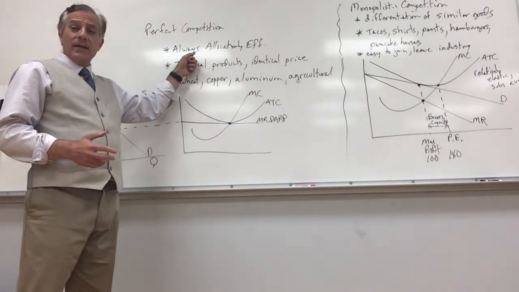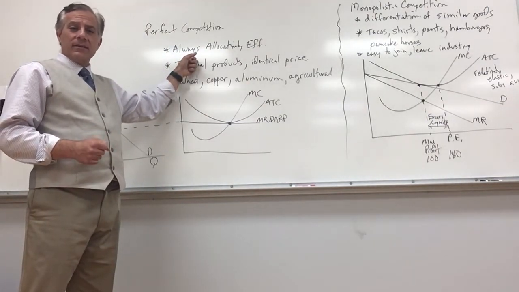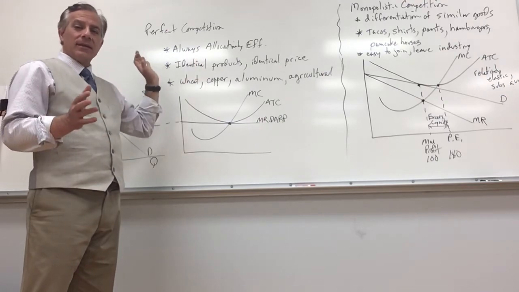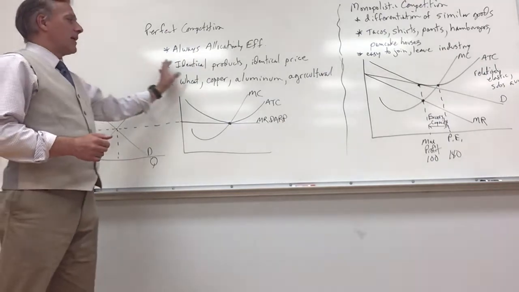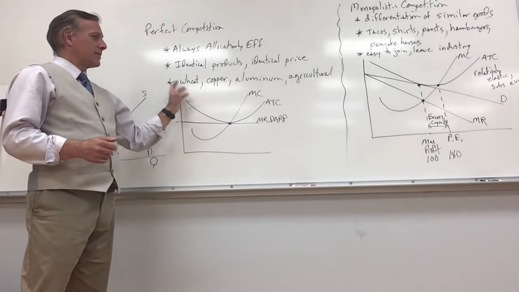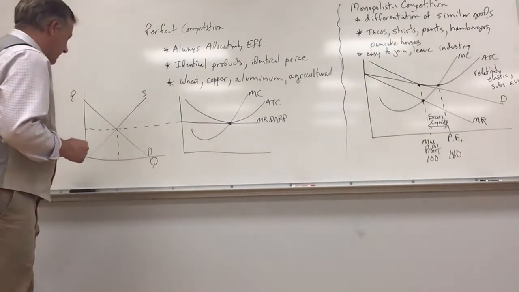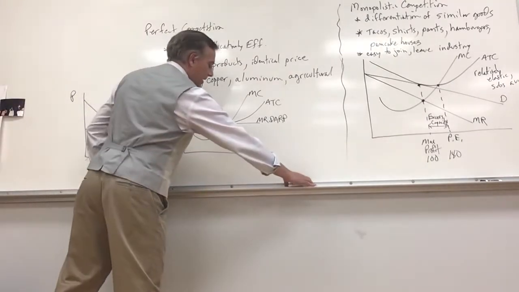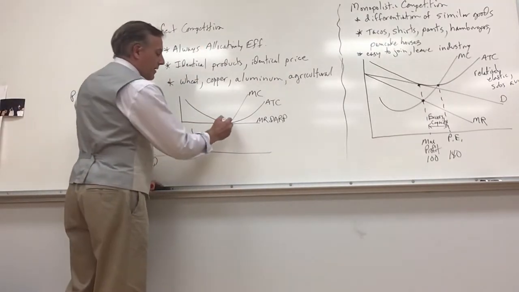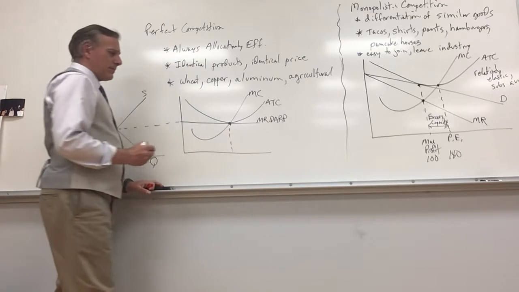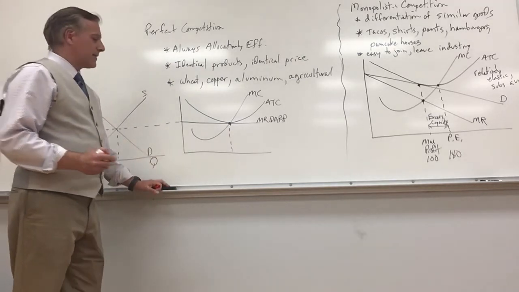First of all, it's always an allocatively efficient market. Okay, short run or long run, it's always allocatively efficient. Identical products at identical price, so some examples: wheat, copper, aluminum, agricultural products are in there. And very importantly, this time, the long run equilibrium, okay, that looks like this.